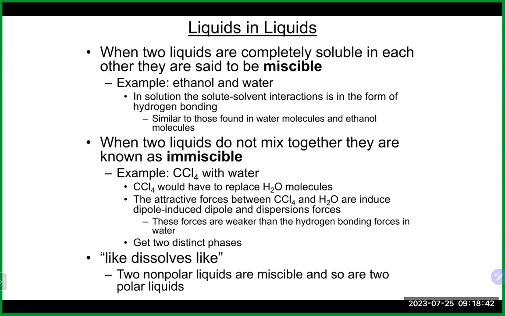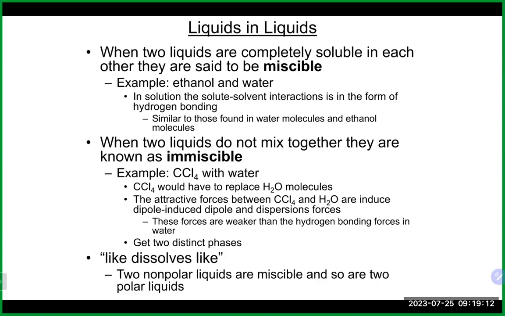When we have two liquids that mix together, they are sometimes said to be miscible with one another. And if we have liquids that really don't mix together, they're said to be immiscible. It's very similar to the idea of soluble and insoluble. If something is miscible, it's soluble in each other. They basically mix together. And if something is immiscible, it's insoluble in one another. For example, ethanol and water are soluble in each other, are miscible in each other.